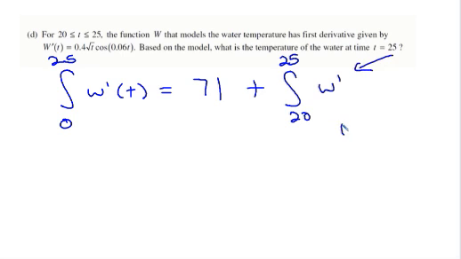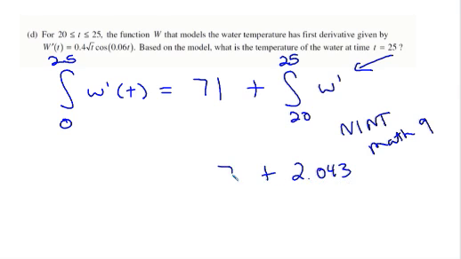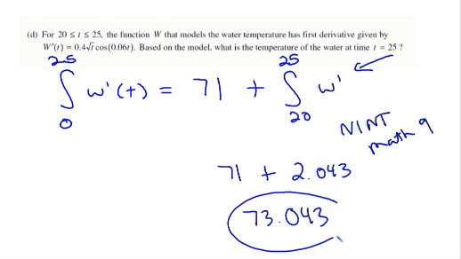And this is use your Math 9 on the graphing calculator, and that is 2.043. Add that to my 71, and we get 73.043. And we will stop there for today.